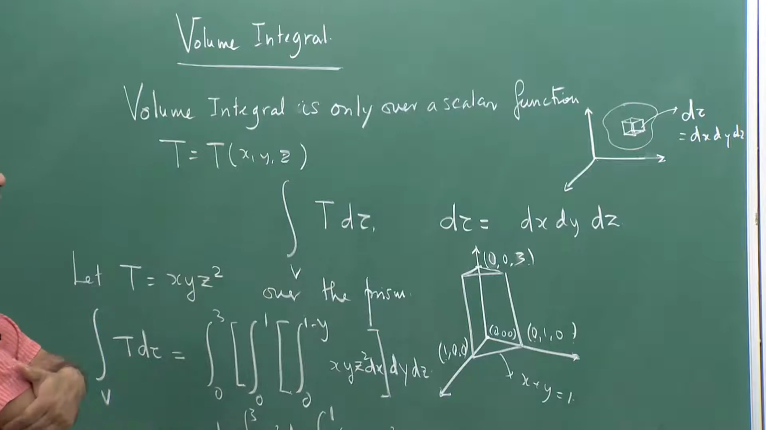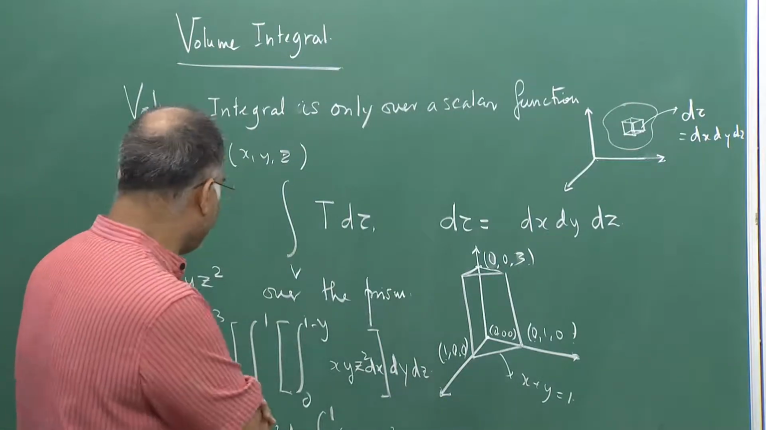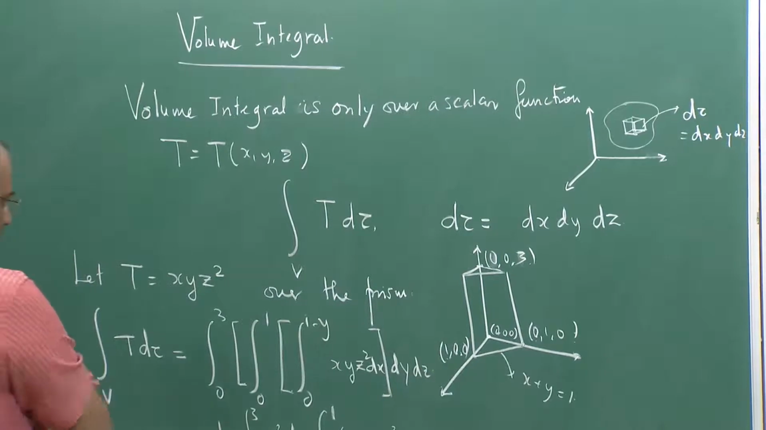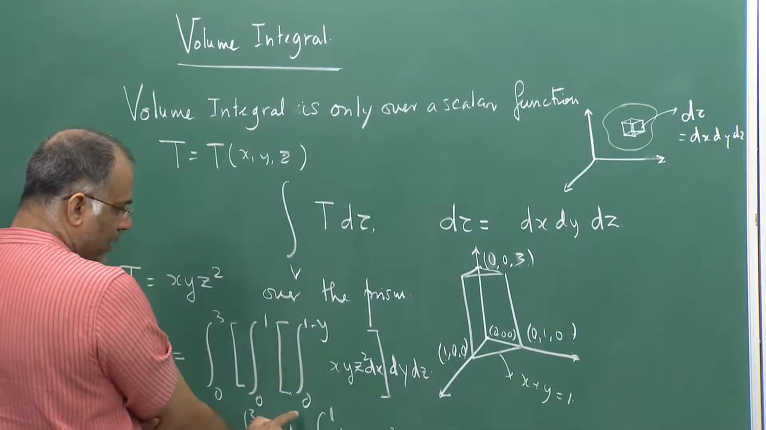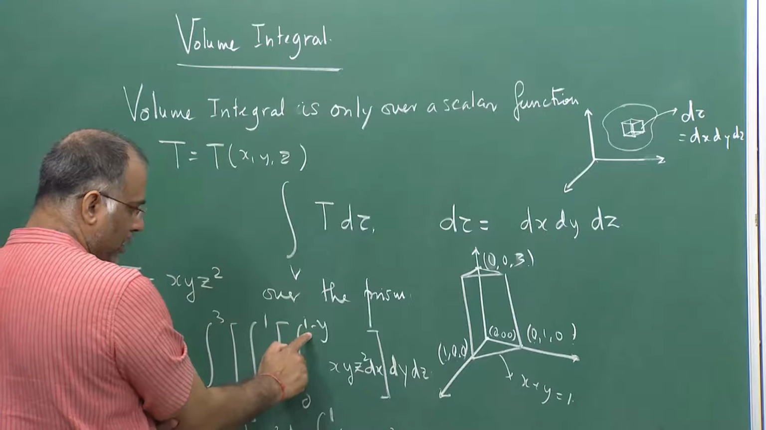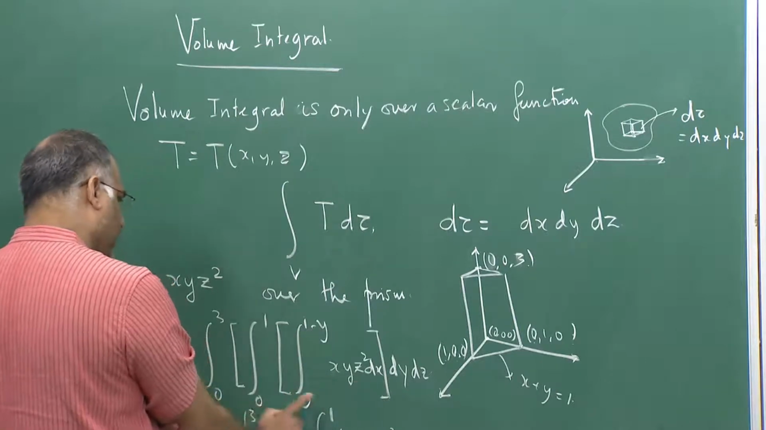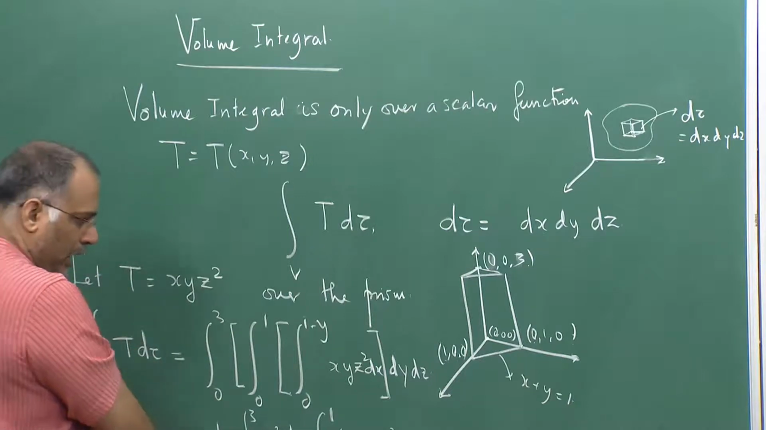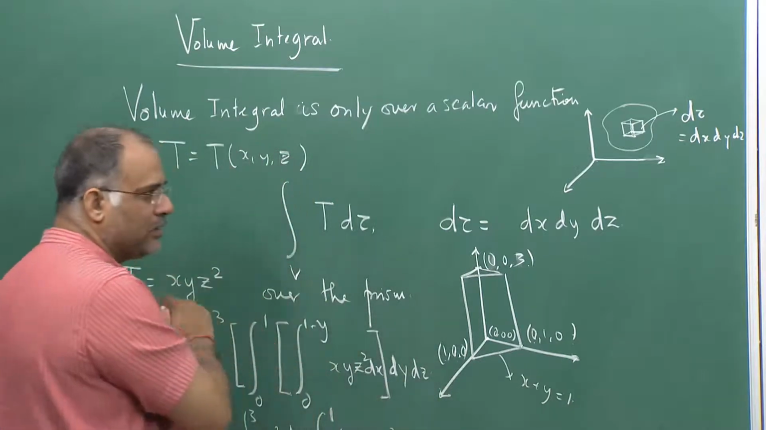So, when y is varying from 0 to 1, my x is varying from 0 to 1 minus y. So, if I want to integrate, I will first integrate with x varying from 0 to 1 minus y, and then I will integrate from y varying from 0 to 1, then z varying from 0 to 3, and by doing this I get the answer 3 by 8.